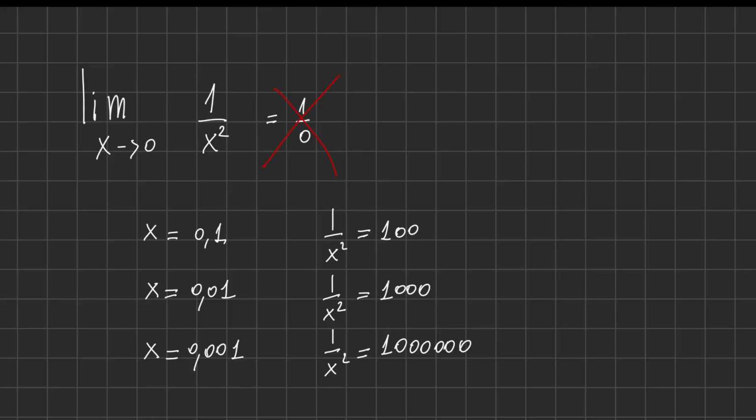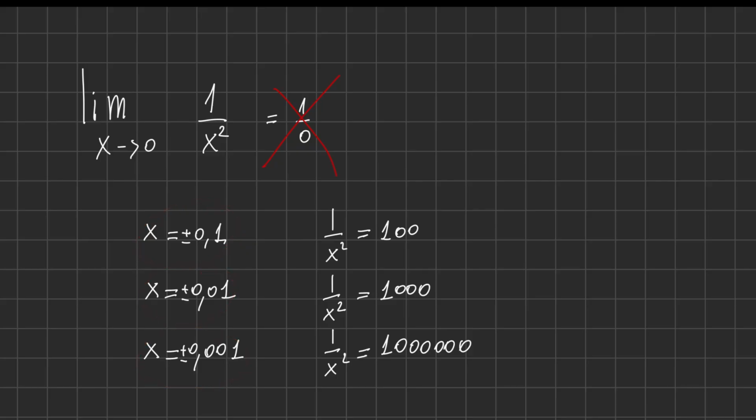So as x gets closer and closer to 0, then 1 over x squared becomes bigger and bigger, okay? And also it doesn't matter if we plug in plus 0.1 or minus 0.1, because when we square this number, we're gonna get the same thing. So I can just write plus minus, plus minus, plus minus.